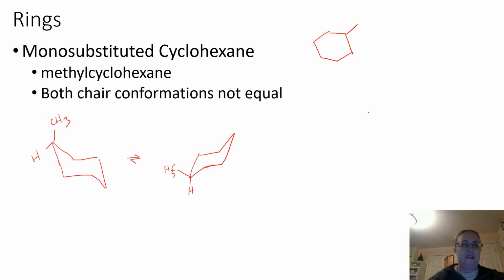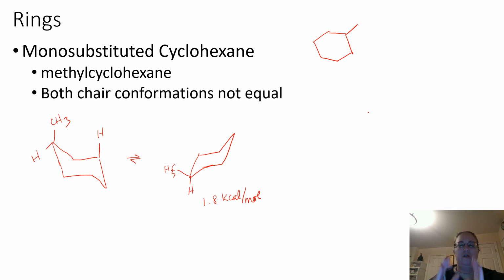What we're going to see is that the one with it in the equatorial position is 1.8 kilocalories per mole more stable than the one with the methyl group in the axial position. The reason is because of the axial compared to the equatorial. Remember, if we walk around our ring, the axial positions are the vertical ones. So we have the methyl group straight up, the hydrogen on the adjacent carbon straight down, and then on the third carbon, we're back to having that hydrogen straight up as well.